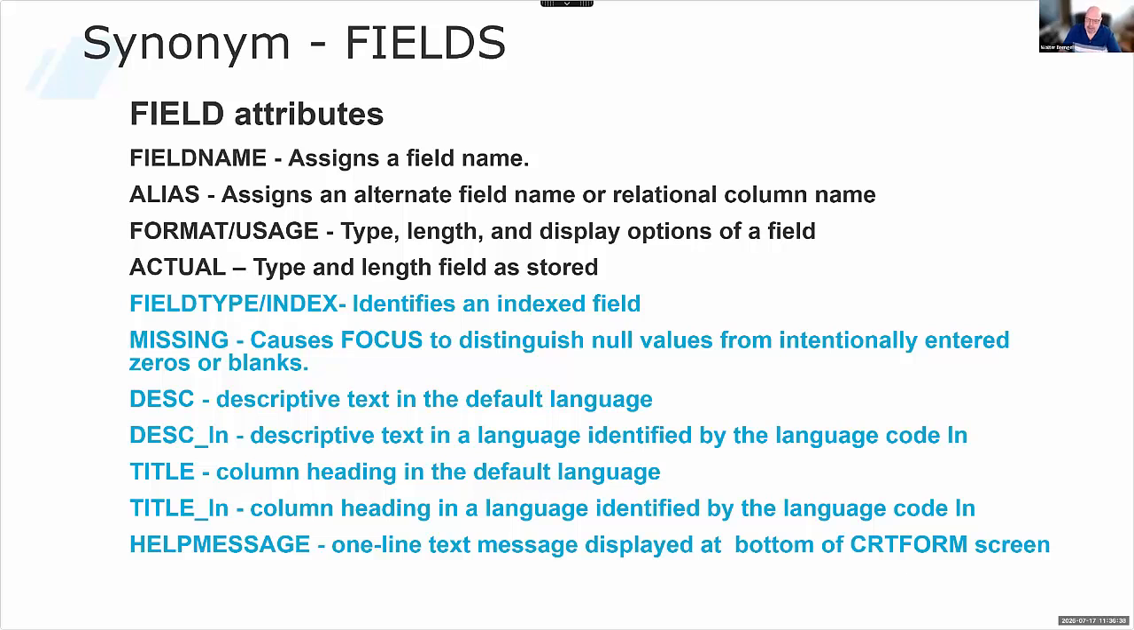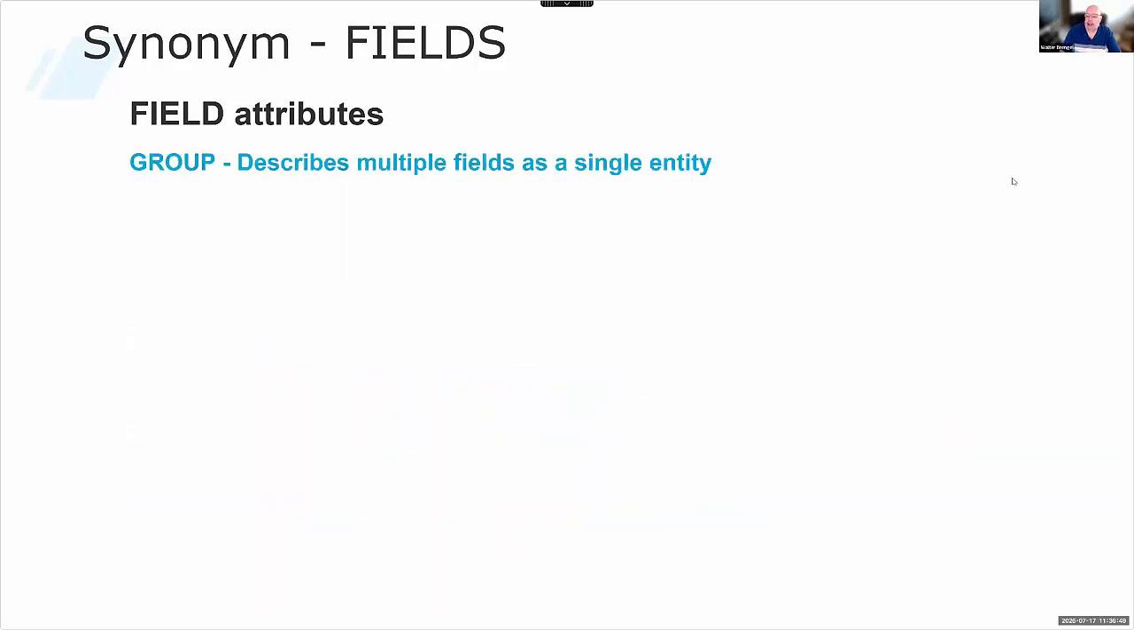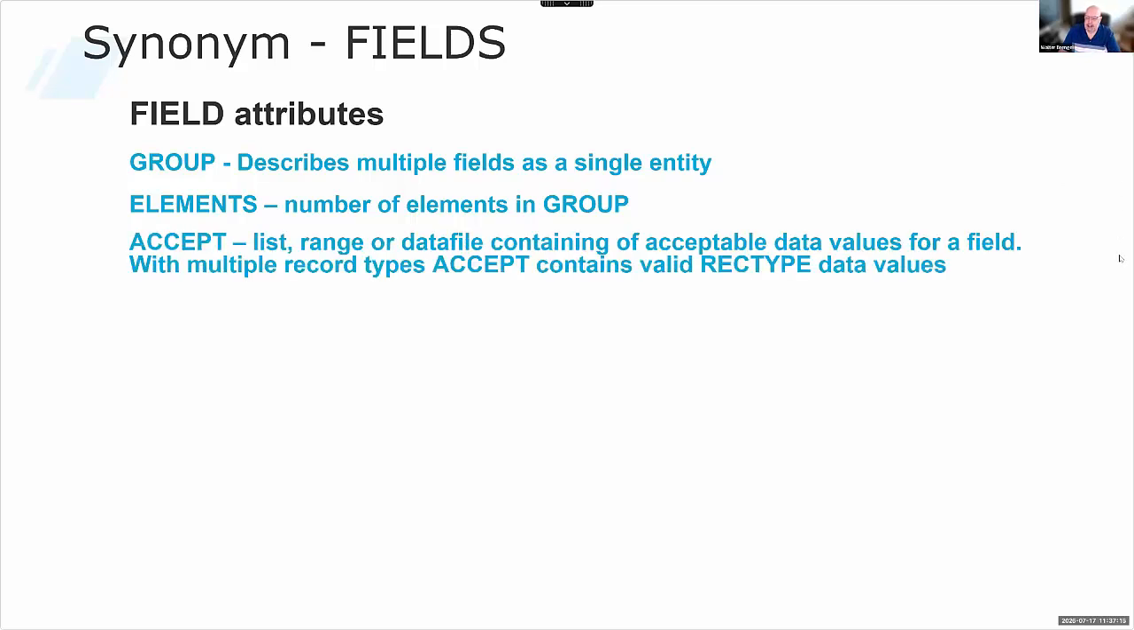You have descriptions, you have description LN, so you can put the description in different languages, title, and also title LN, and then message. We have groups, which describes multiple fields in a single entity. For those of you who may happen to know COBOL, which are very few of us nowadays, it would be like a 01 level and then a 02 level describing the 01 level. So you're just redefining a set of fields into one long field. Elements goes with that, and we'll get into that later.